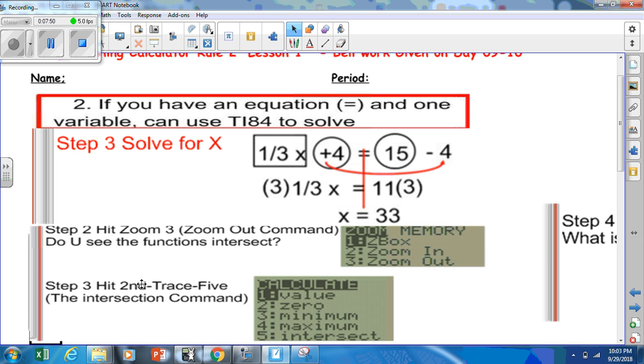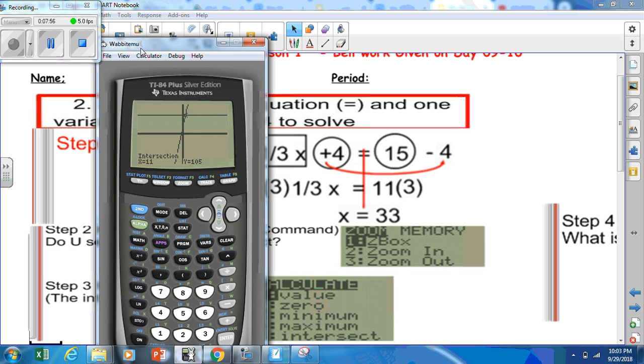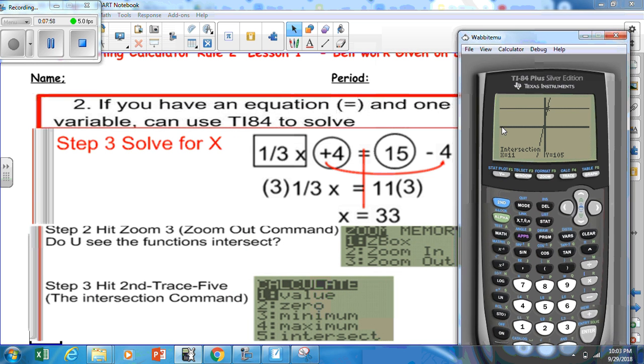All right, how do I get my fraction? I'm glad you asked. We're going to do alpha y and 1. Okay, 1/3. Slide to the right. Put your x. Add your 4. Slide down. We're going to put your 15.